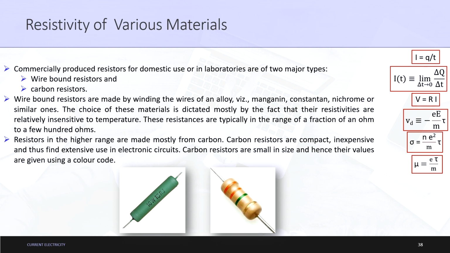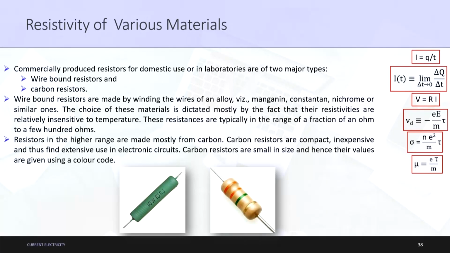Now commercially produced resistors for domestic use or in the laboratory are of two major types. First are wire bound resistors and second are carbon resistors. This is a typical example of a wire bound resistor, and this is a typical example of a carbon resistor. Wire bound, as the name suggests, is bound by wires. Carbon, as the name suggests, means that carbon content has to be present in that resistor.